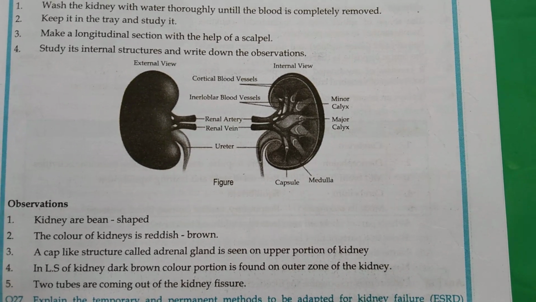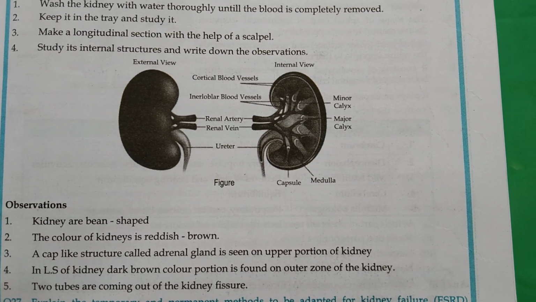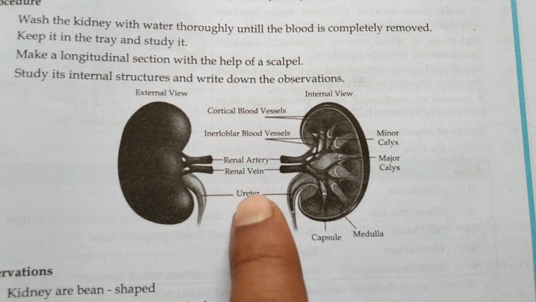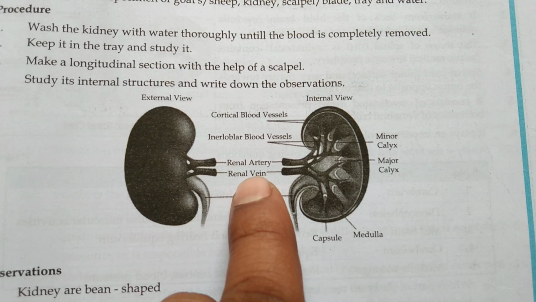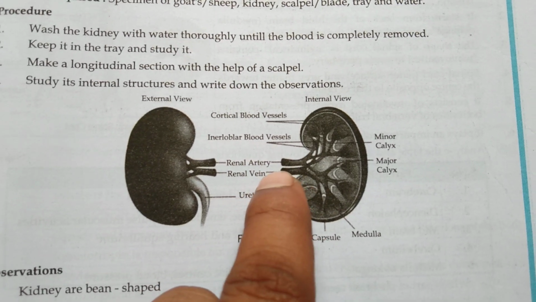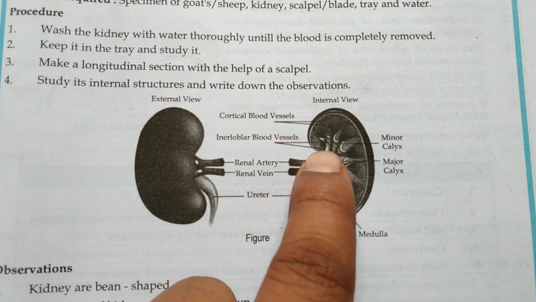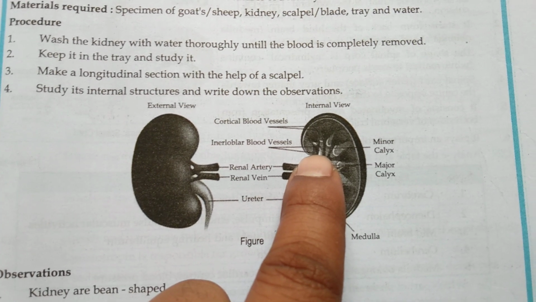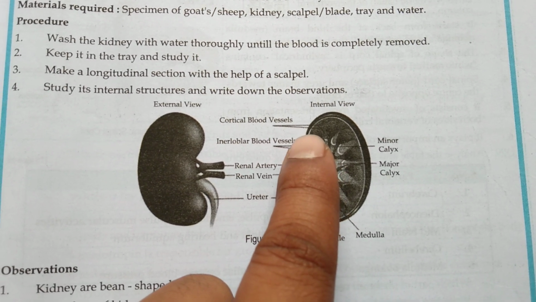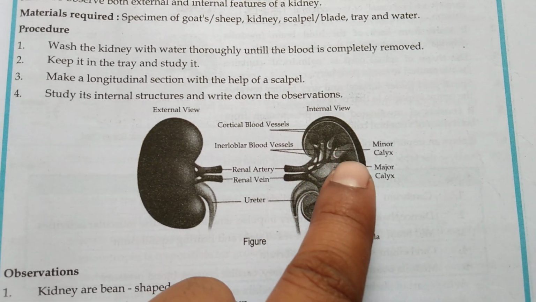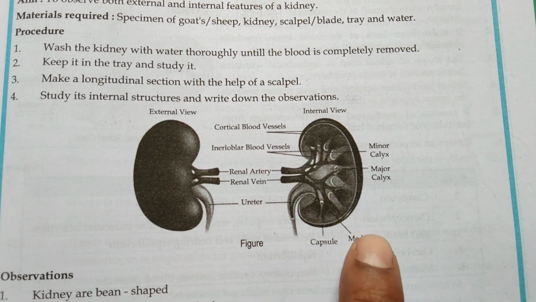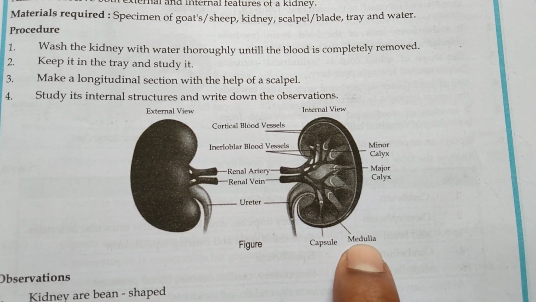Two tubes are coming out of the kidney. You can see the ureter, renal vein, and renal artery. This is the renal vein, this is the renal artery. You can see the interlobar blood vessels, cortical blood vessels, minor calyx, major calyx. See the capsule, and this is the medulla.